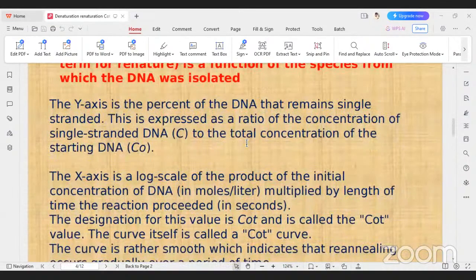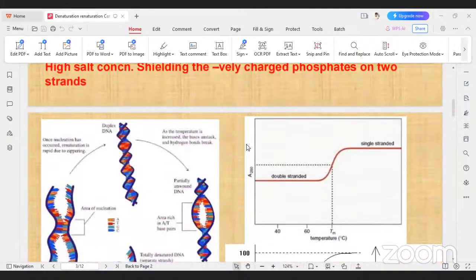Right. So first let's discuss the definition of the Cot curve. The simple definition: the product of the original concentration of denatured DNA and time, giving a useful index of the DNA renaturation. That is called Cot value. The renaturation that has occurred can be used to estimate the length of the unique DNA sample.